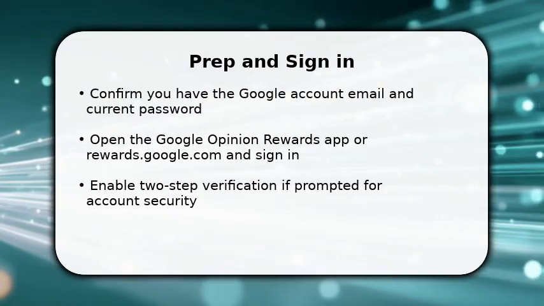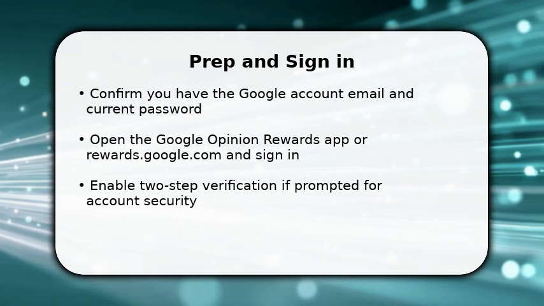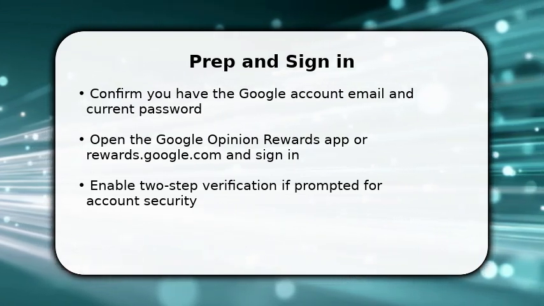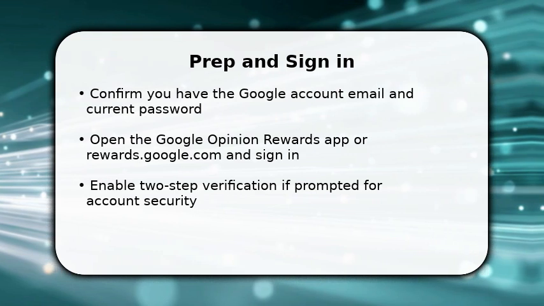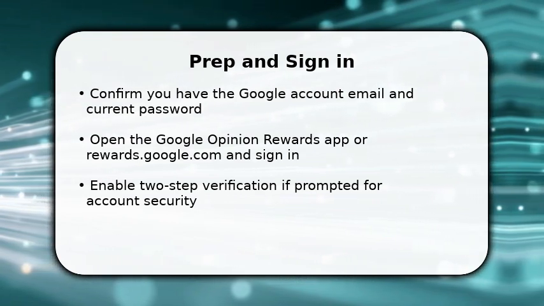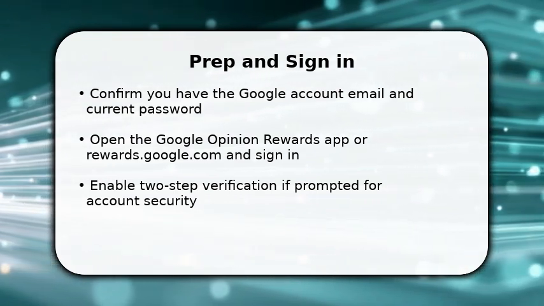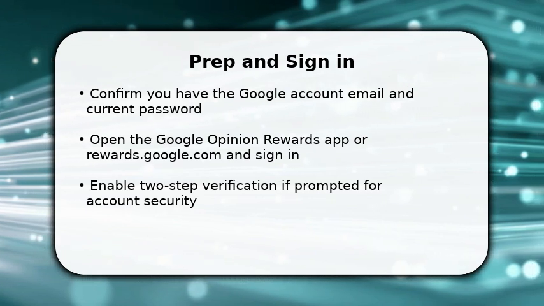You begin by signing into the Google account tied to rewards. This verifies ownership and prevents data loss. Once signed in, open the Google Opinion Rewards app or Rewards.Google.com so you can access settings immediately.